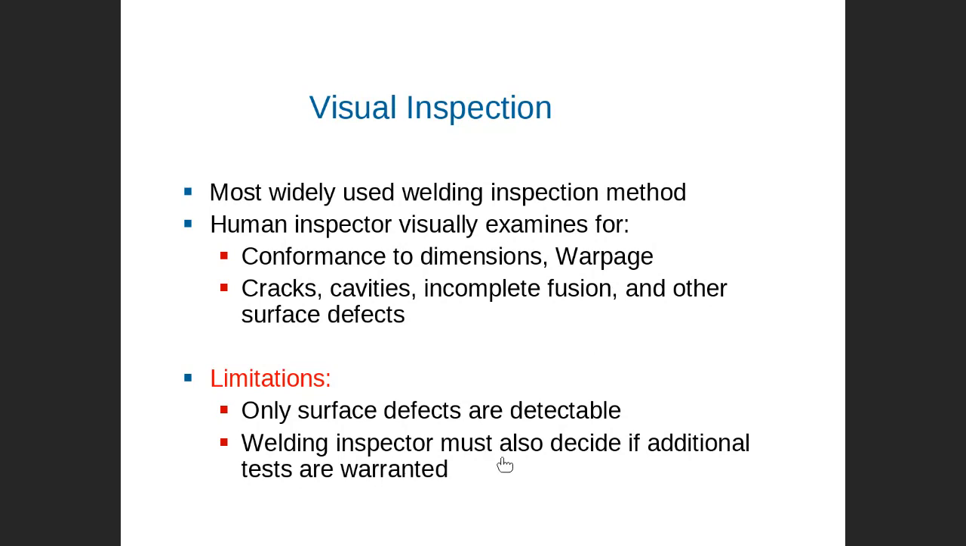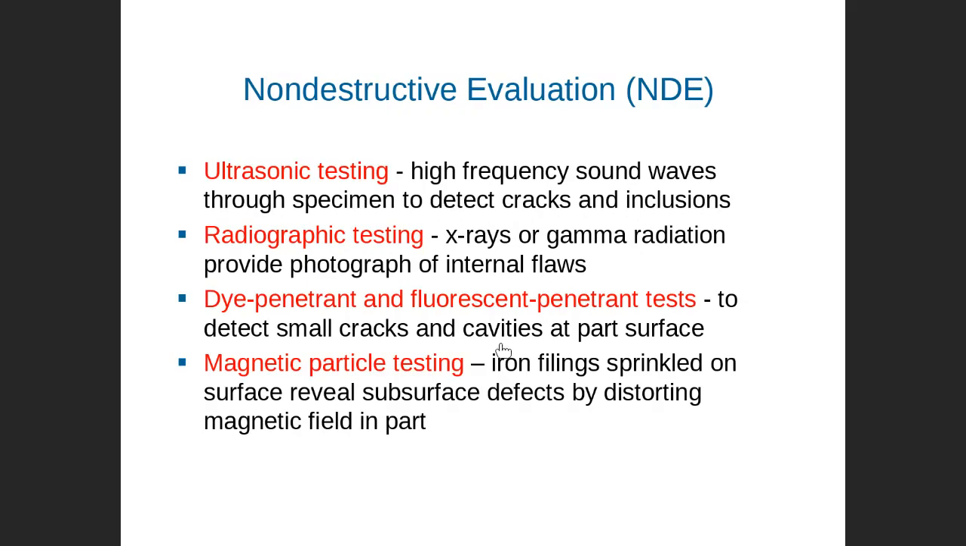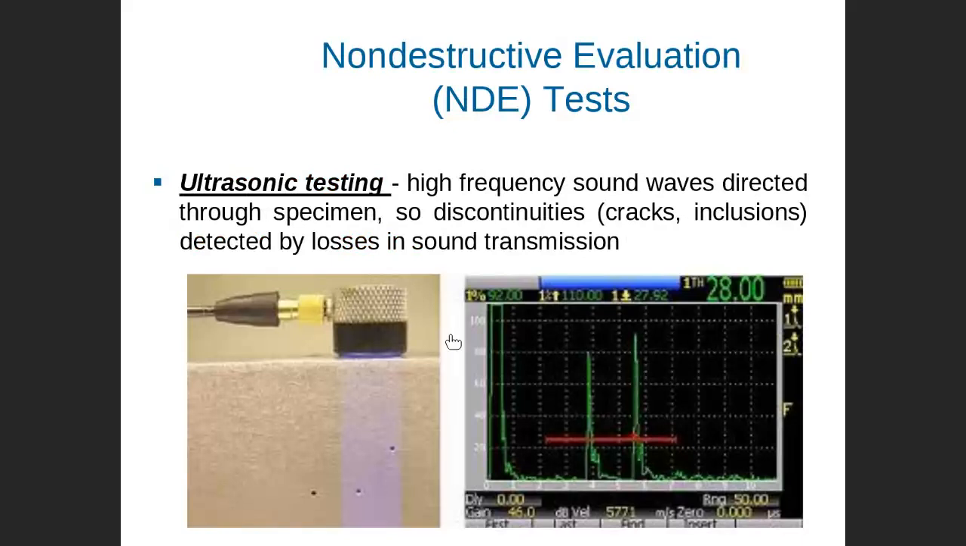We need to do another testing to understand whether there is a defect below the surface or not. We have what we call non-destructive evaluation. The word non-destructive means we are not going to destroy the weld joint. The weld joint will remain okay. We use ultrasonic testing, radiographic testing, dye penetrant testing, fluorescent testing, and magnetic particle testing. These are non-destructive tests, meaning we are not going to destroy the test joint.